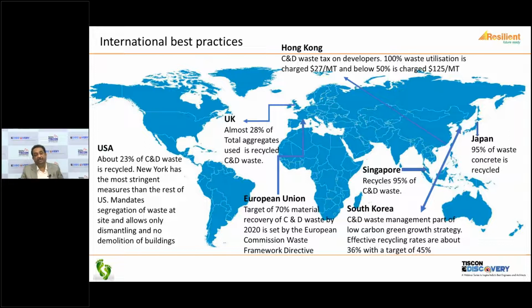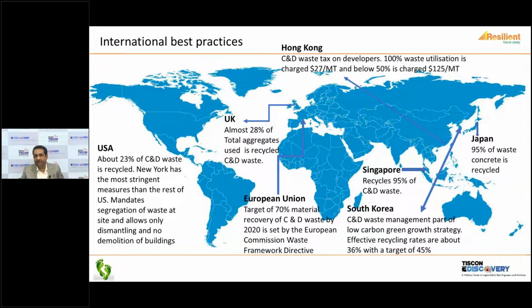They had made C&D waste management a part of the low carbon growth strategy. And today they have reached an effective recycling rate of 36% with a target of 45%. Singapore and Japan have achieved 95% of waste concrete recycling.